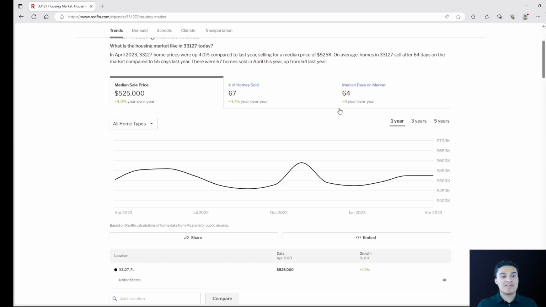Average 64 days in that area. Every market is going to be completely different. Okay, you need to understand that every single market is going to be completely different. Don't be surprised if you are working in a local market where the median days on the market is 30 days. It depends on where you live. It depends on where you're searching. It depends on the area that you want to invest in.